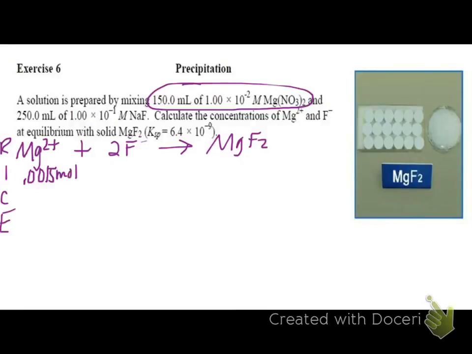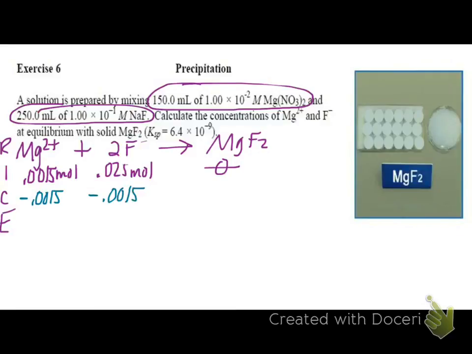And when we calculate this one right here, we get 0.025 moles. So clearly we're going to run out of the magnesium, and this of course is 0 at this point. So our change is going to be minus the 0.0015, because when I run out of that, I'm not going to be able to make any more, and minus 0.0015. So at equilibrium, I have 0, and then I have 0.022 moles.